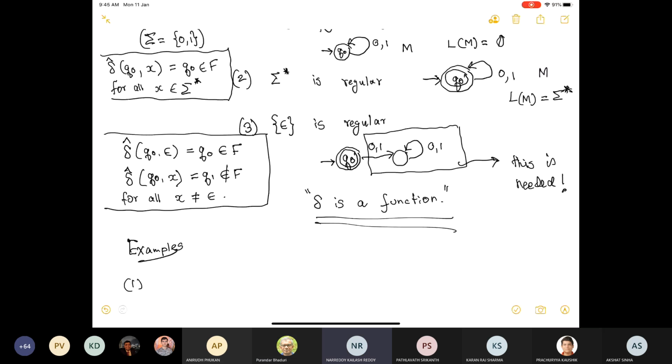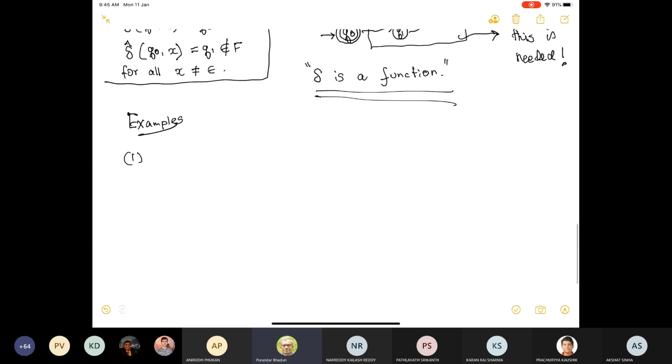Right? Yes. The difference here is any string other than epsilon, you leave Q naught. And once you leave Q naught, you go to Q1 and you remain there, and this is non-final. So the only string accepted is epsilon. But here, whatever string you take, you always land up in Q naught. Yeah? Yes, sir.